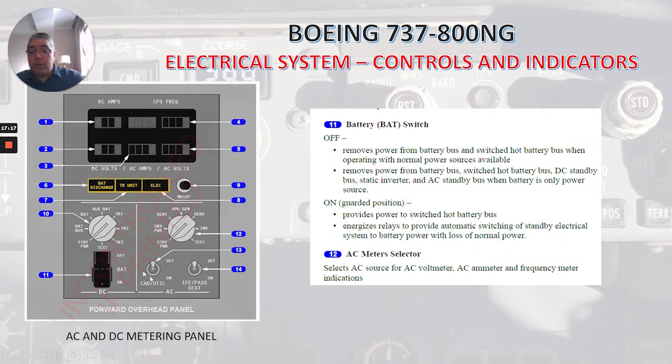Now we have the battery switch here. It has 3 positions: off, bat, and on. Let's read about them. Off removes power from the battery bus and switch hot battery bus when operating with normal power sources available. Removes power from the battery bus, switch hot battery bus, DC standby bus, static inverter, and AC standby bus when the battery is the only power source. The on position, which is guarded, provides power to the switch hot battery bus and energizes relays to provide automatic switch of the standby electrical system to battery power with loss of normal power.